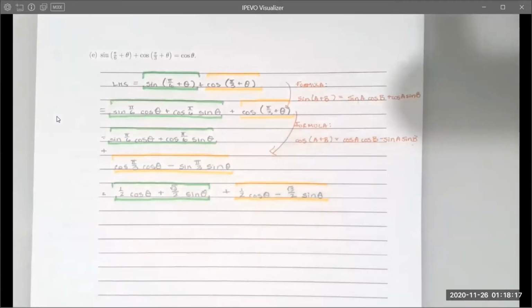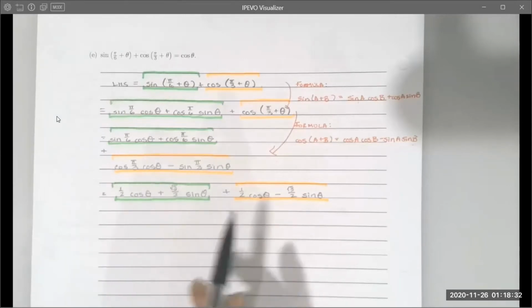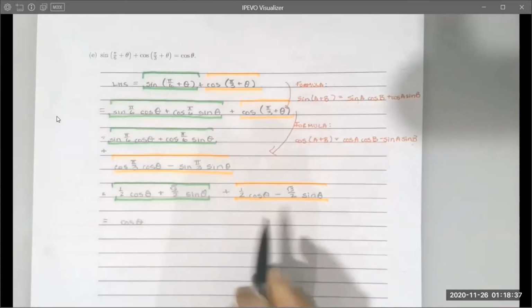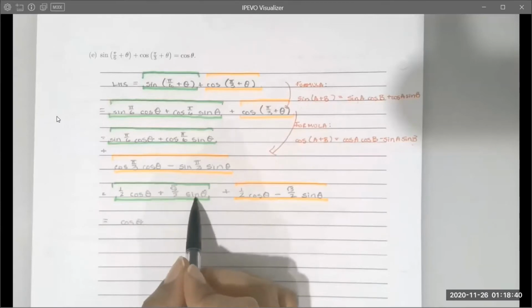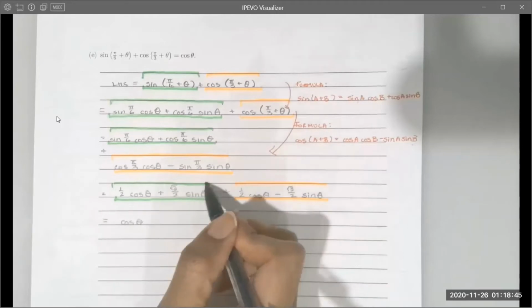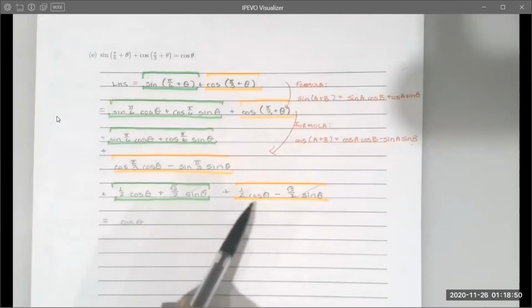Okay, so questions so far? Now they're all part of the same expression. So that means that we can combine the like terms. So for instance, I have a 1/2 cosine plus a 1/2 cosine. They're going to add up to 1 whole cosine theta. And then we have a square root of 3 over 2 times sine minus a square root of 3 over 2 times sine. Those are going to subtract out to 0, right? They're going to cancel each other out. So the only thing that gets left over is that cosine theta.